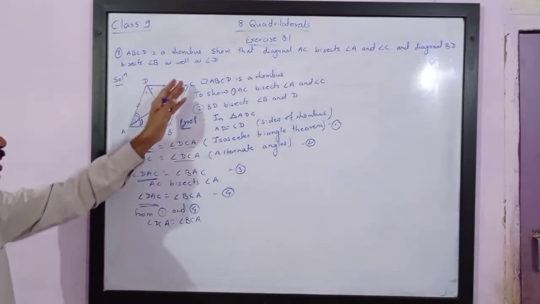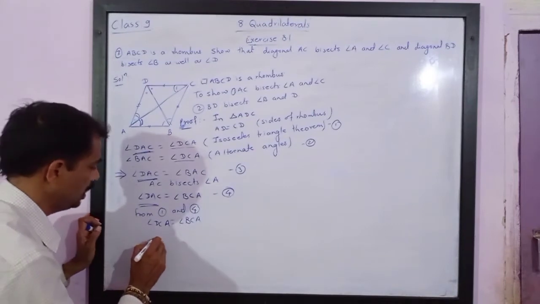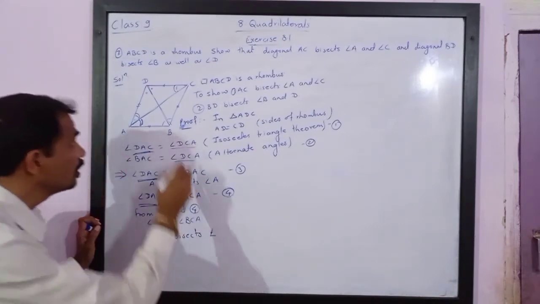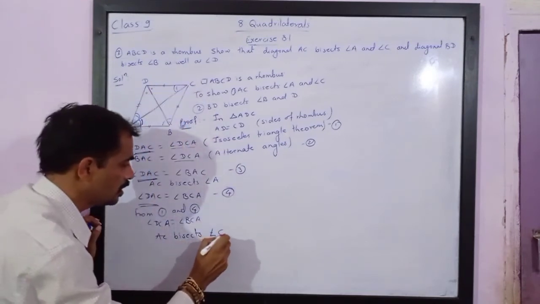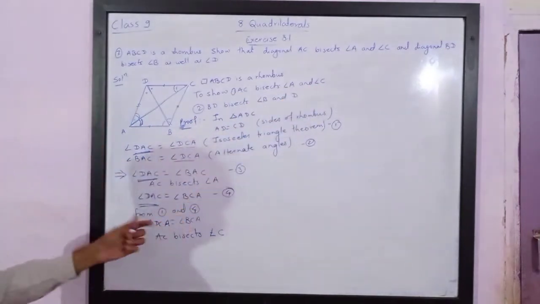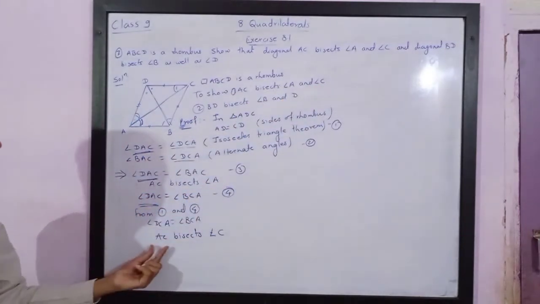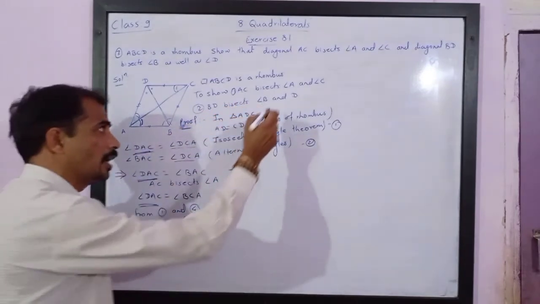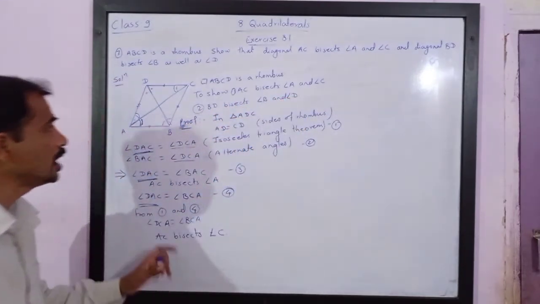It means AC bisects angle C. So first part is proved. AC bisects angle A and C. Now second part is BD bisects angle B and angle D. See how it can be proved.